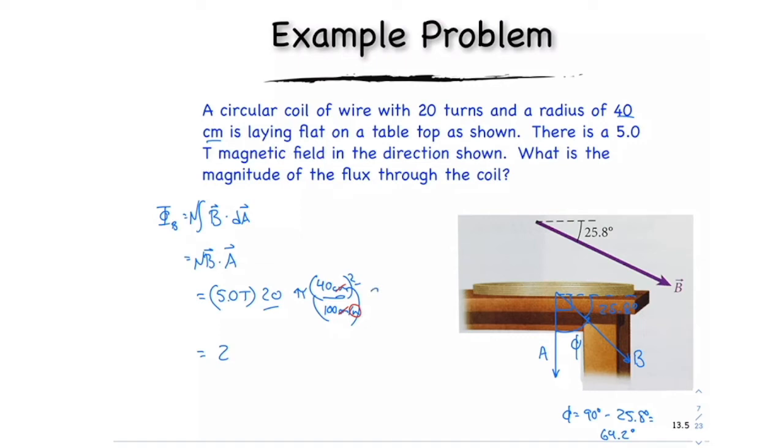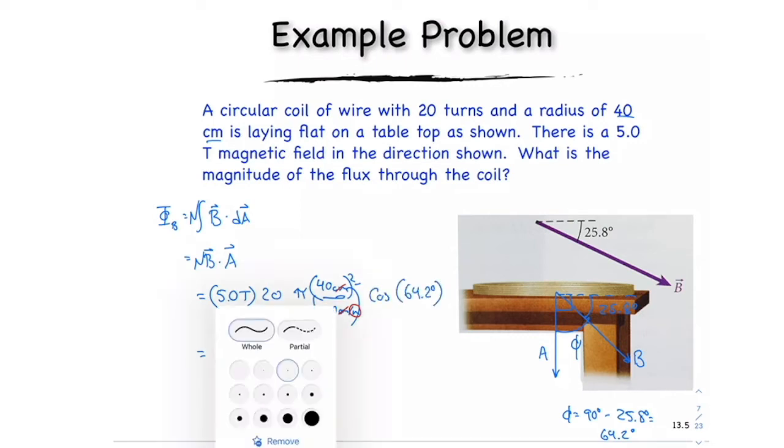And I worked this out. Oh, and I've got a cosine of 64.2 degrees from the dot product. When I worked this out ahead of time, I got a value of 22 Tesla meters squared. And I can call that positive in the downward direction if that's what I've defined as positive. Flux is not a vector, but it can be positive or negative. So I've defined positive to be downwards through the loop. Any questions about how we calculated the flux?